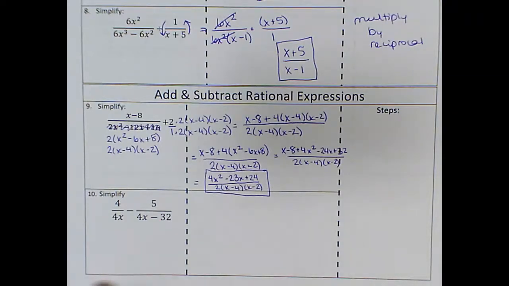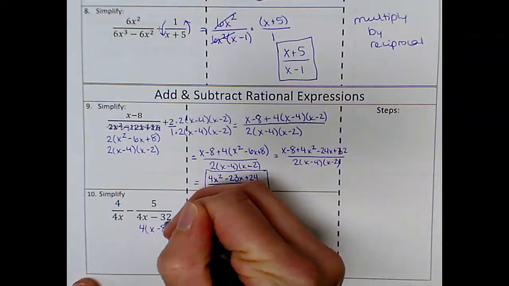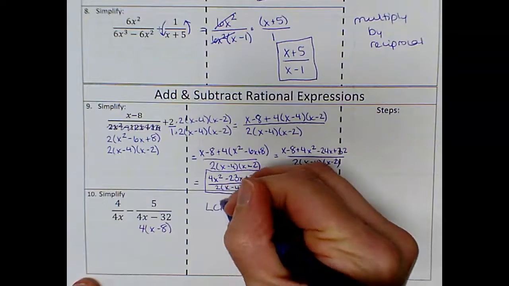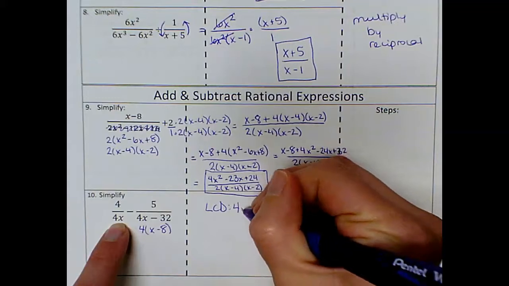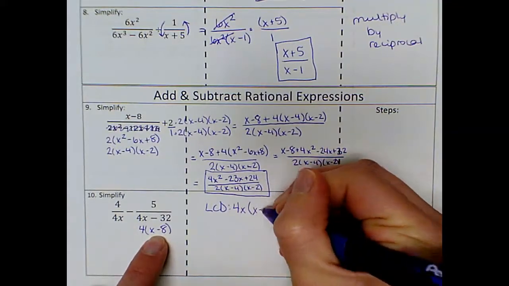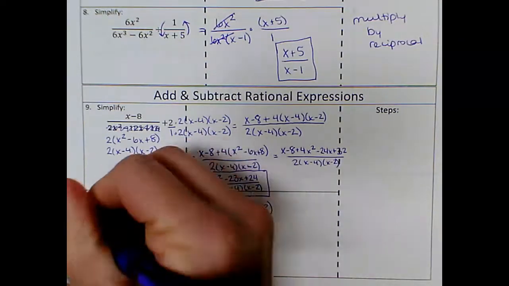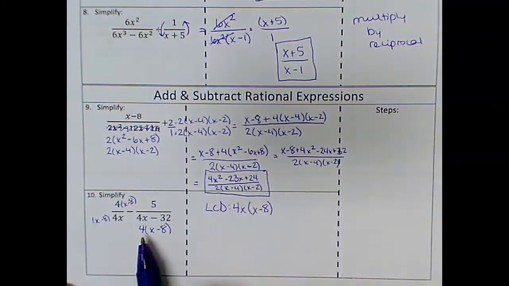Number 10, we're subtracting. I want to factor my denominators, so I can factor out a 4. The LCD needs a 4 because they both have a 4. It needs a single x because this one has an x. And it needs an x minus 8 because this one has an x minus 8. So that's my LCD. This denominator has a 4 and an x, but not an x minus 8. This denominator has a 4 and an x minus 8, but it doesn't have an x.